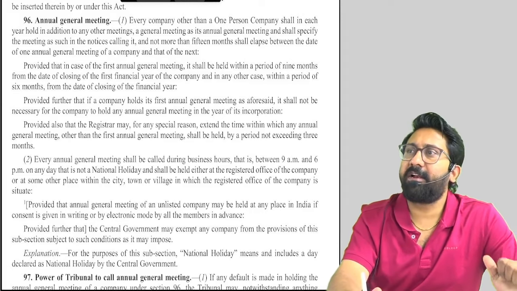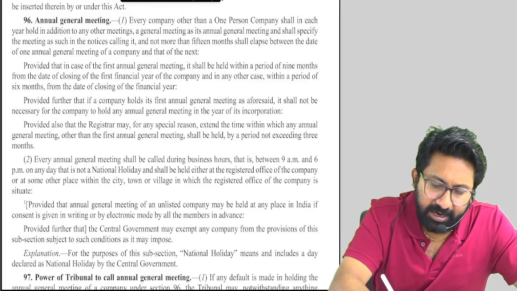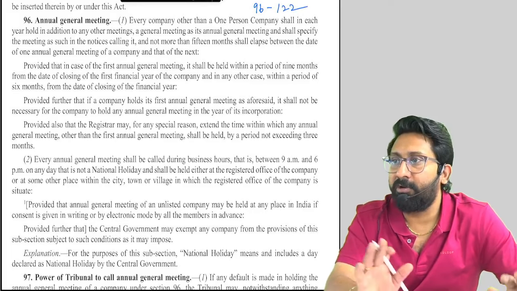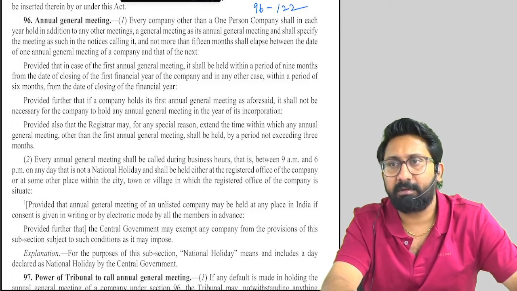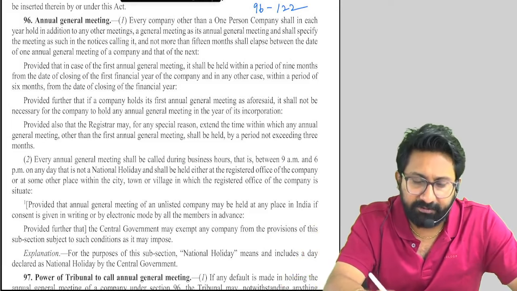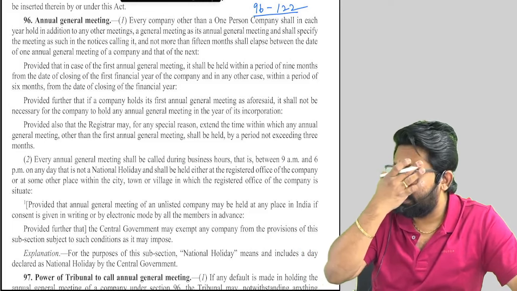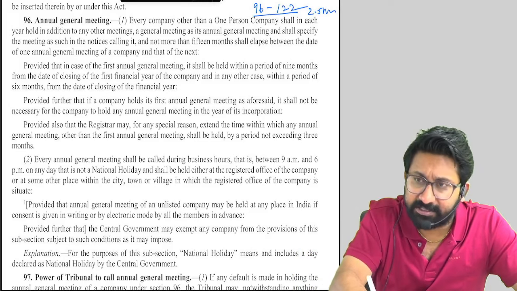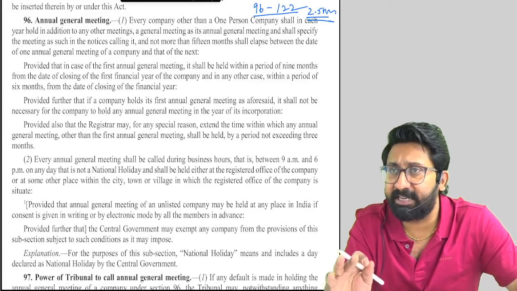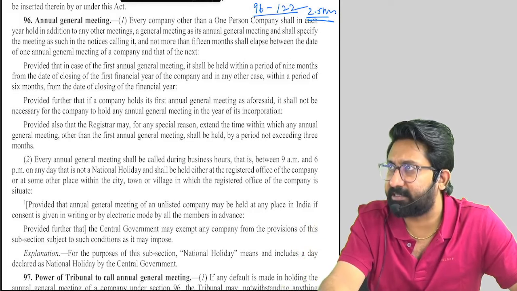Our target is, see here, we have to cover from section number 96 to section number 122. All the sections we have to cover. That covers the area called general meetings. 96 to 122 is the targeted set. We have to complete that, and the time allocated for that is 2.5 hours. In this, we have to cover each and every concept. I am not going to leave even a single section. Each and every section from 96 to 122, we are going to cover in today's class.